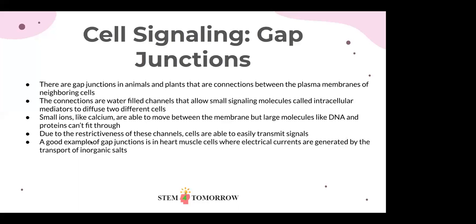A good example of gap junctions is in the heart muscle, where electrical currents are generated by the transport of inorganic salts. The electrical signals are like a really quick signal, like electricity, and that signal is caused by the transport of these salts, these small ions, through the gap junctions of cells. So intracellular transport can be tied in many different ways. One can cause the other. It's just a signal and a receptor.